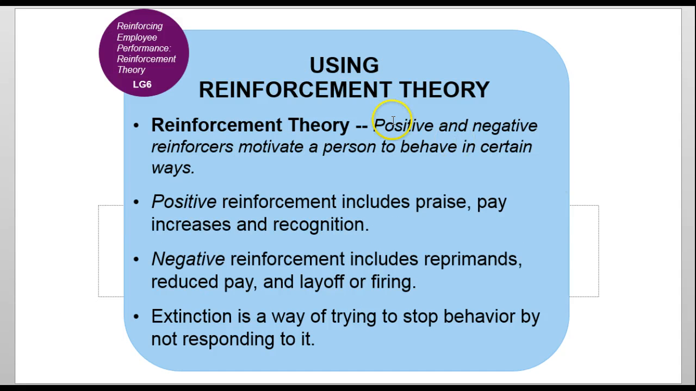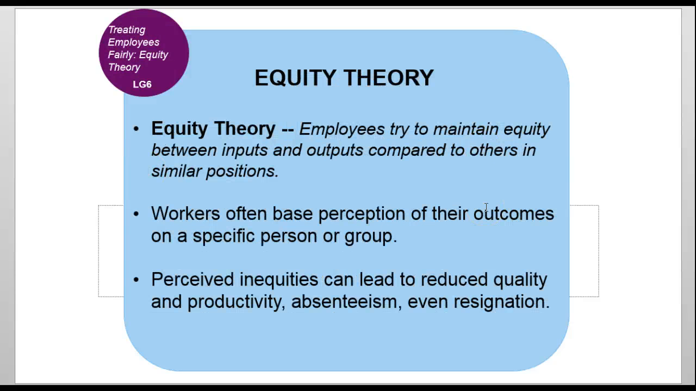Another one is the use of reinforcement theory, positive and negative reinforcers. This is behaviorism. It kind of went out of favor, but it still exists, and you will run across that at times. And then there's the equity theory, where employees try to maintain equity between inputs and outputs compared to others, where you're looking and comparing how you're doing compared to somebody else who's in the same situation. If there are inequalities or any inequities found in this, you're going to have productivity loss. You're going to have absenteeism. You're going to have low morale in your company.